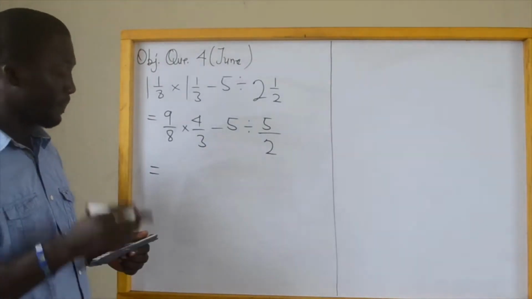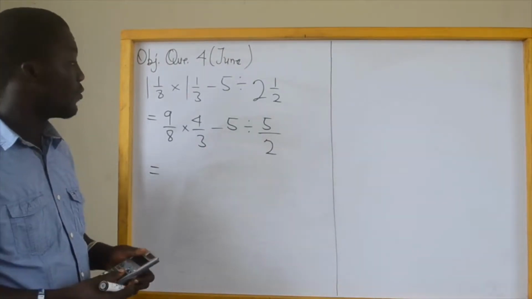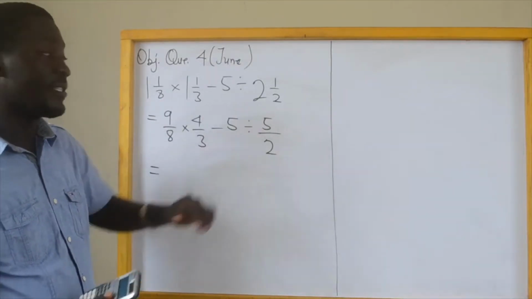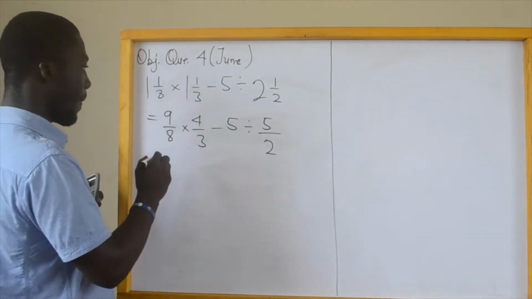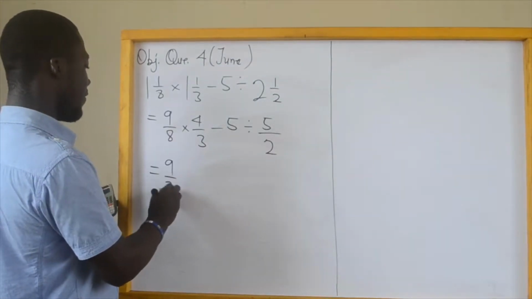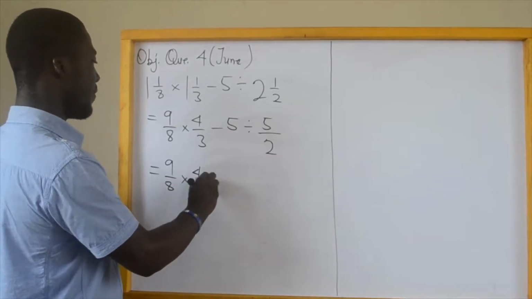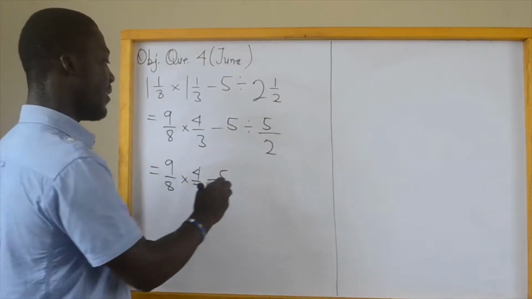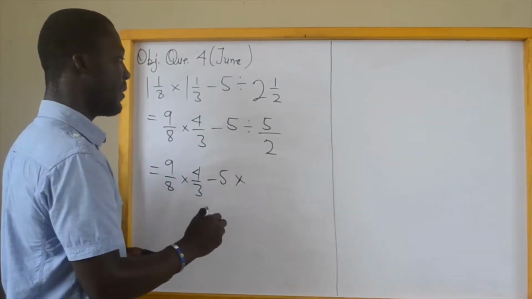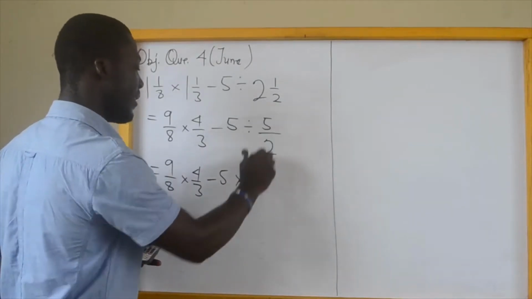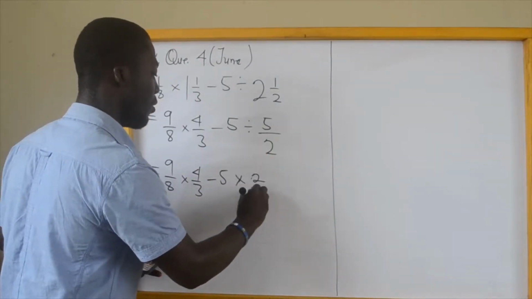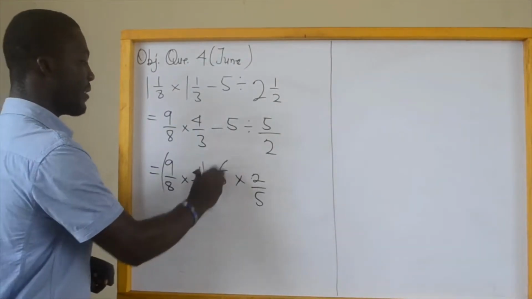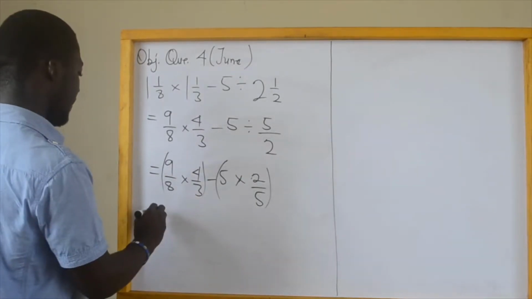When we look at our expression here, we have two terms, so we are going to deal with this term and this term separately. So we can rewrite 9/8 times 4/3 minus 5. But when it gets to this division sign, I'm going to use multiplication and reciprocate the fraction here to 2/5. I can put brackets around these ones for us to see it clearly.